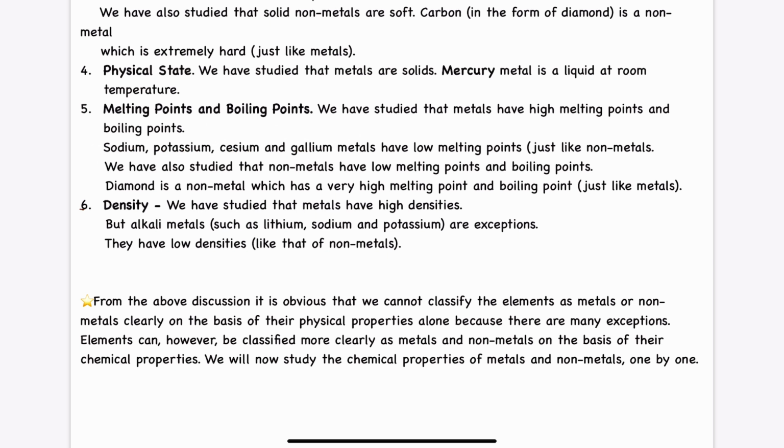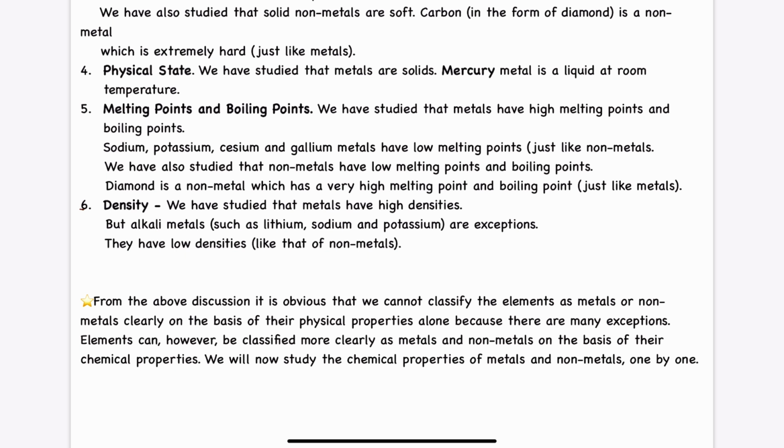Just like non-metals, we have studied that non-metals have low melting point and boiling point. If we talk about gallium and cesium, they have lesser melting point, even lesser than sodium and potassium. As we discussed, the melting point for cesium is 28 degrees Celsius and for gallium is 30 degrees Celsius. Generally we take room temperature as 25 degrees Celsius. So whenever room temperature is mentioned, it means around 25 degrees Celsius.